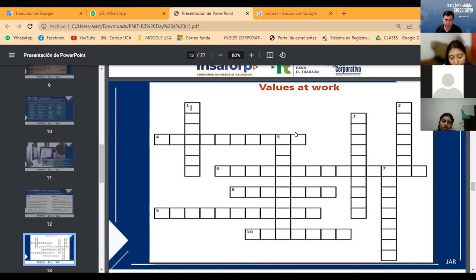Y entonces la primera, ¿cómo le pusieron? Loyalty. La cuatro. Yo digo la cuatro. La cuatro para la horizontal. Being a good at leading a group organization. Good at leading.